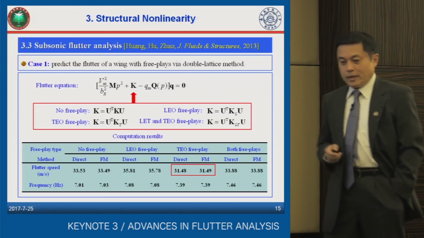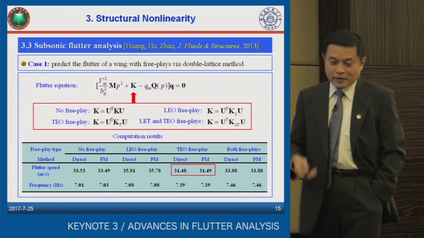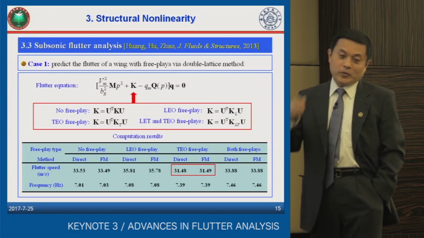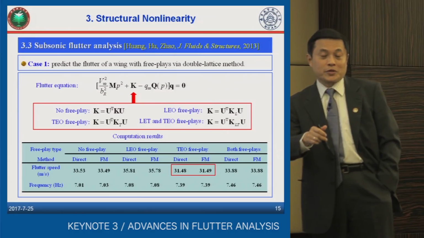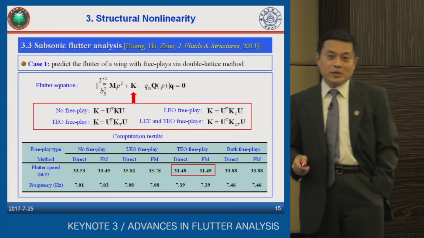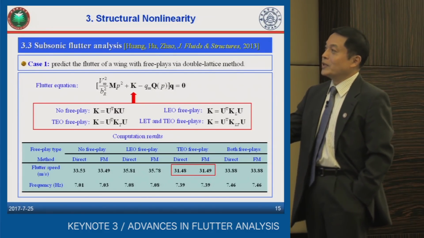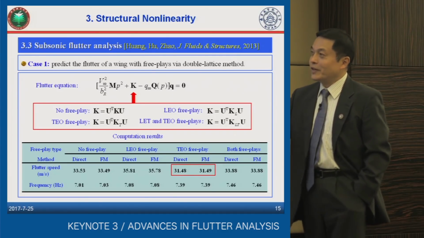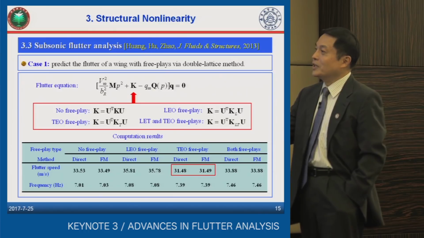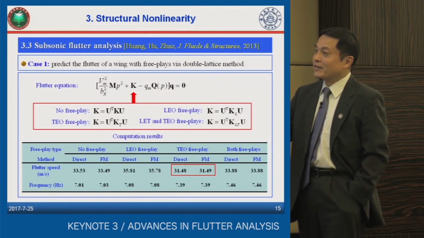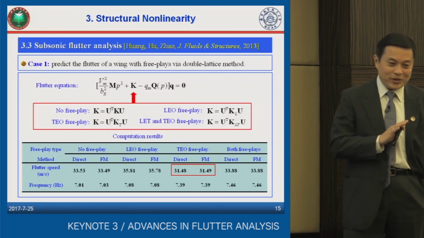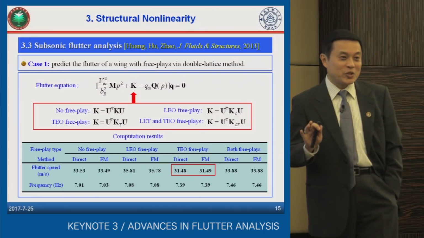Usually, you can intuitively think that the free play will reduce the stiffness of the whole structure. So this way, the flutter speed should decrease. That's true in the case of the trailing edge outboard free play. However, in the other 2 cases, the flutter speed is a little bit higher than the case without any free play. However, we should not be happy too early.